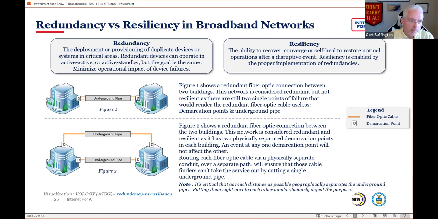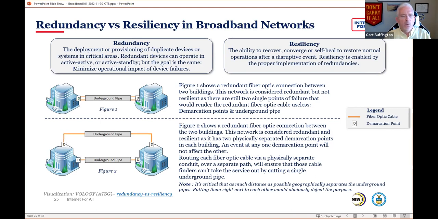In the second picture, we depict a separate demarc location in each building. So a separate location, physically separated in the building, that connects into the building's network, and a separate path for that underground pipe for the second fiber optic cable to run through. So when you logically think this through now, if we have a problem with one of the conduits, it doesn't affect the other. If there's a problem with one of the demarcs, it doesn't affect the other. So here is an example where we use redundancy to create network resilience. Whereas in the first one, yes, there are some failures where the amount of redundancy provided would create resiliency, but nowhere near what we get in the second one.